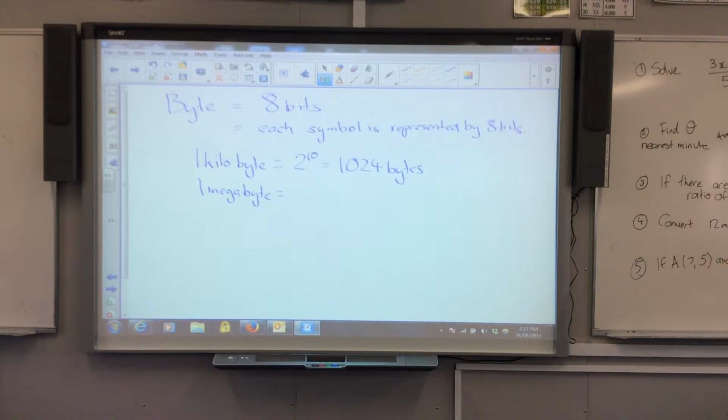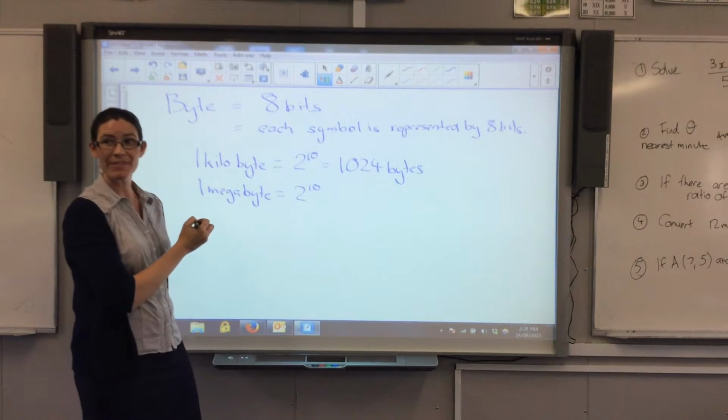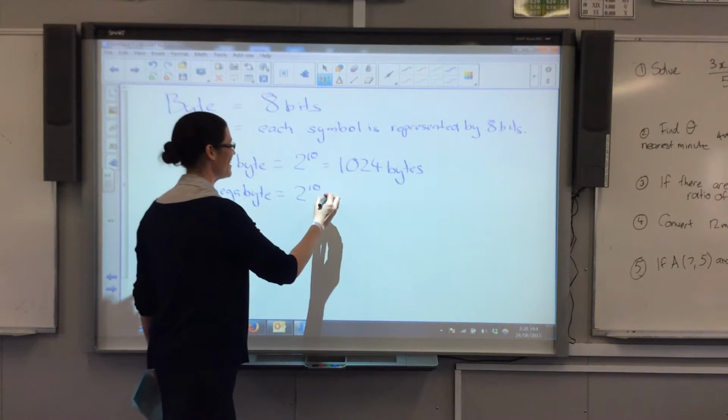It's 1,024 kilobytes, yes? But what do you think it would be back in bytes? Not kilo, but is it kilo? It's kilo. So it's 2 to the power of 10. Right? 2 to the power of 10 kilobytes.